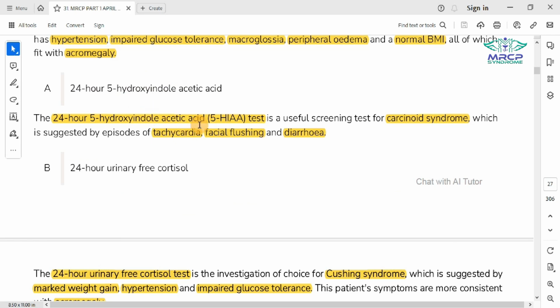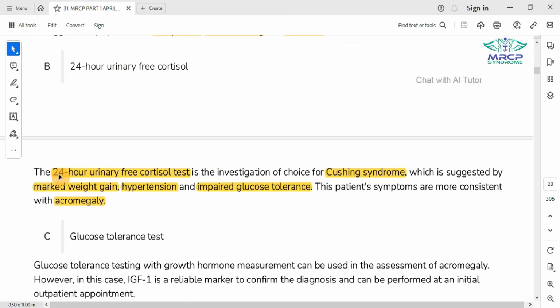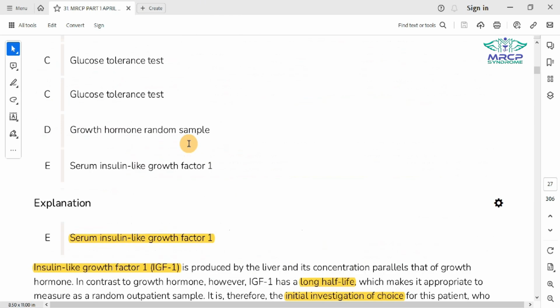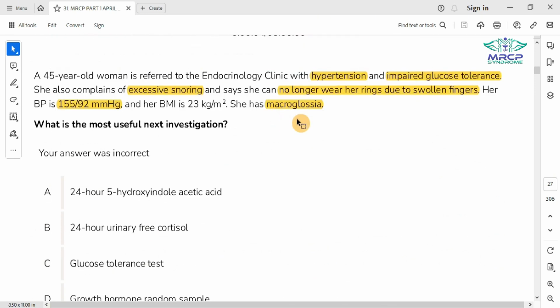And 24-hour HIAA in case of carcinoid syndrome, 24-hour urinary free cortisol in case of Cushing syndrome. And in the original recall, they gave the scenario of acromegaly, and they directly asked regarding the confirmatory test. So the confirmatory test would be OGTT, glucose tolerance test with the growth hormone measurement.